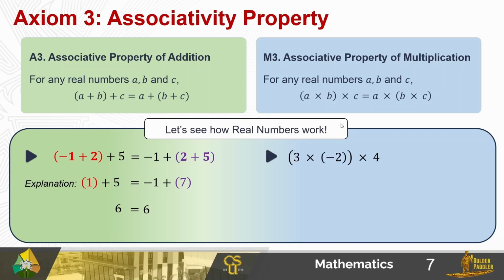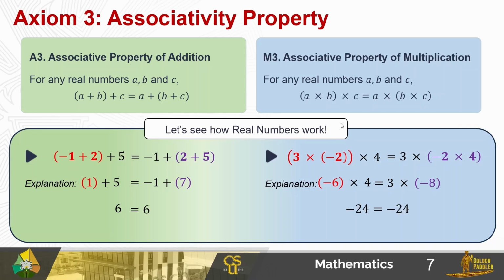And for multiplication, 3 times negative 2 times 4 is equal to 3 times negative 2 times 4, which is again 3 times negative 2 will give us negative 6, and negative 2 times 4 will give us negative 8. Negative 6 times 4 is again equal to negative 24, which is again the same as 3 times negative 8. So to summarize, the associative property states that the way in which you group numbers when adding or multiplying does not affect the result.